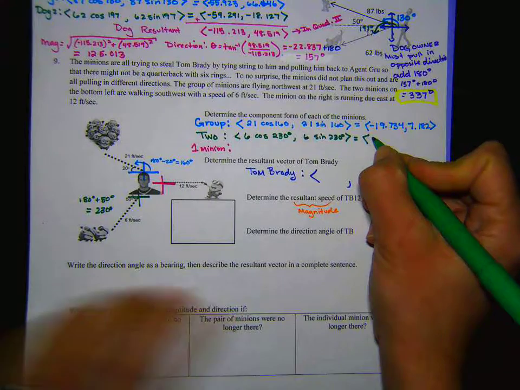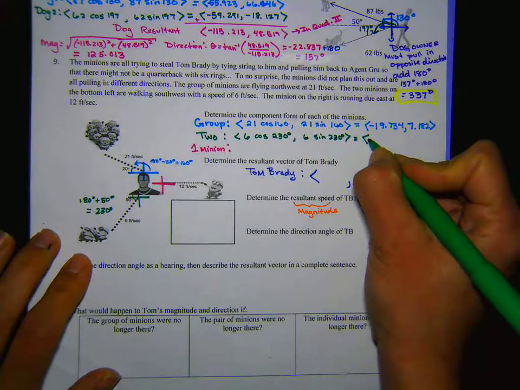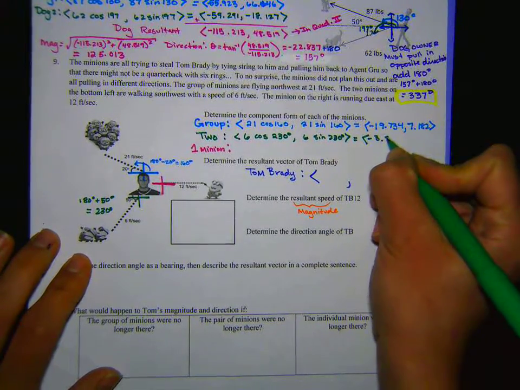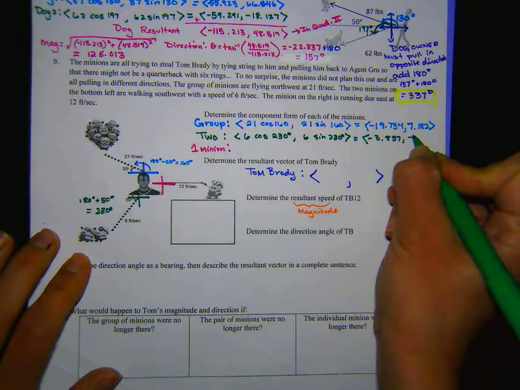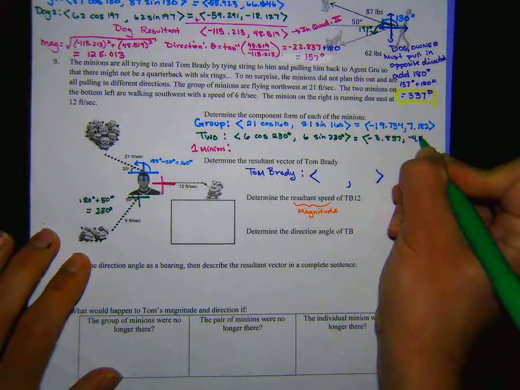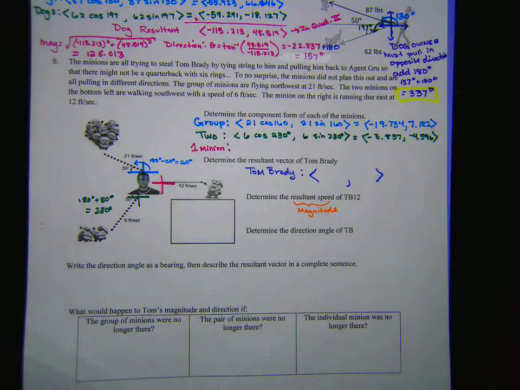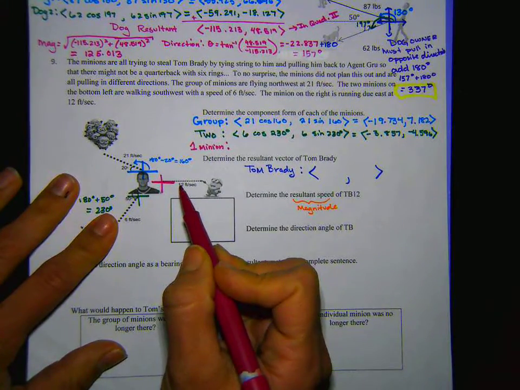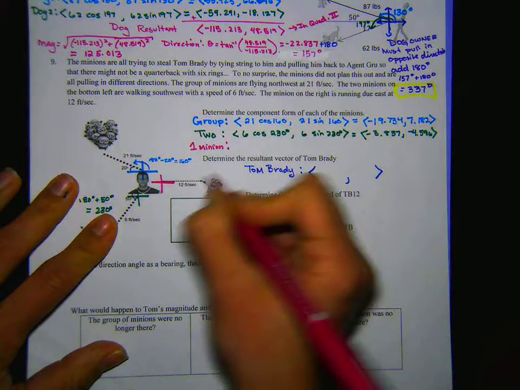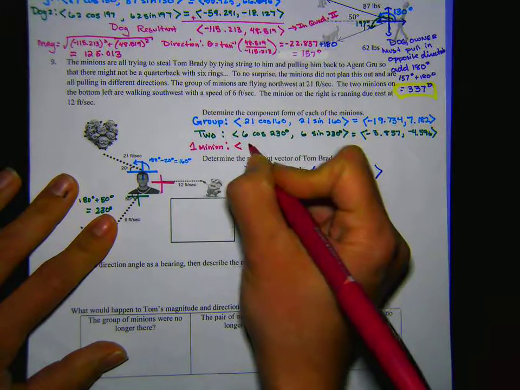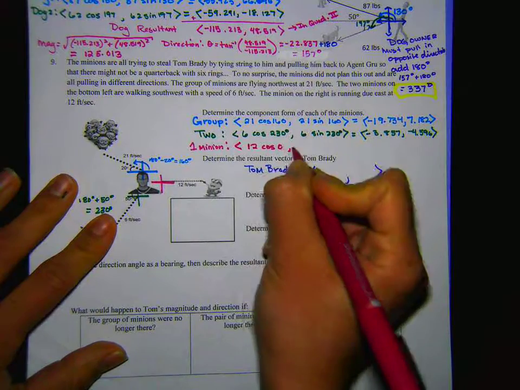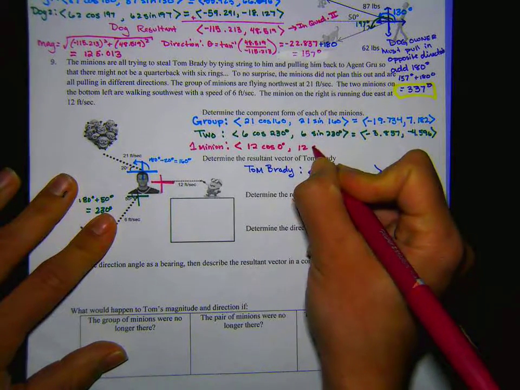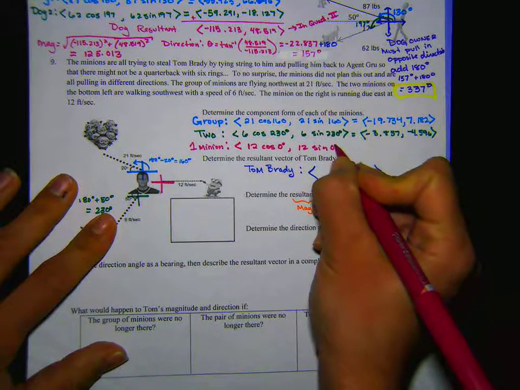4.596. And then this very last minion is along the x-axis at 0 degrees. So 12 times the cosine of 0 degrees and 12 times the sine of 0 degrees gives me a horizontal component of 12 and a vertical component of 0. Now the next thing you're asked to do is find the resultant vector. What is Tom Brady's resultant vector?